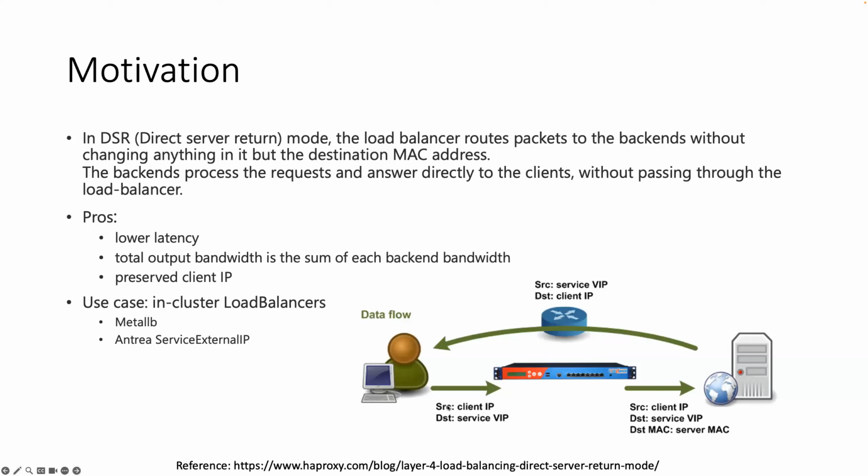So the typical traffic flow, if running in DSR mode, is like this. And the advantage of this mode, as we see from the picture, is that because there is one less hop in the data path, the response doesn't have to go through the load balancer.